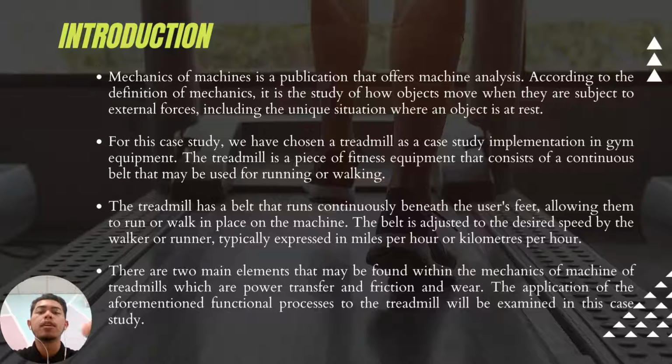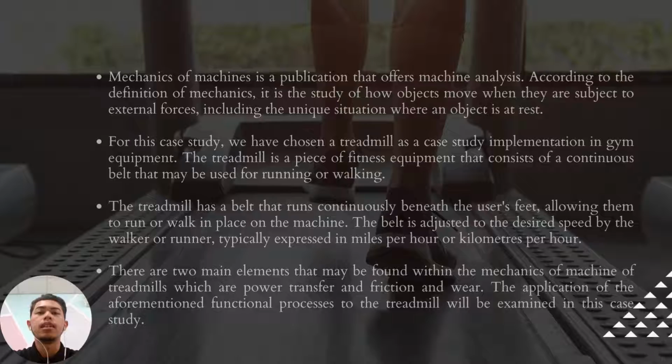Next, there are two main elements that may be found within the mechanics of machine of treadmills, which are power transfer and friction and wear. The application of the aforementioned functional process to the treadmill will be examined in this case study.